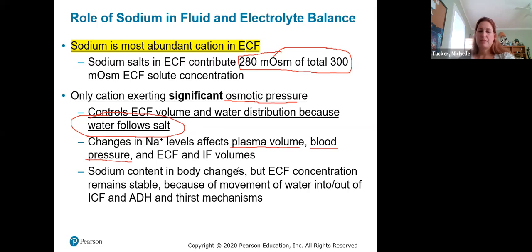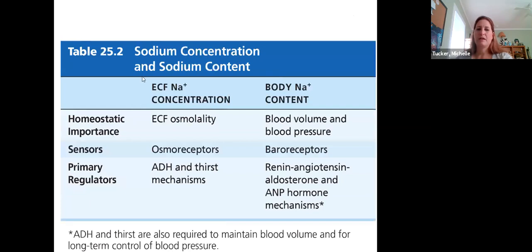Sodium content in the body changes, but extracellular fluid concentration remains stable because of movement of water in and out of the intracellular compartment, as well as ADH and thirst. So we change the water balance. This is what I was drawing on the whiteboard. When we are looking at sodium regulation, there are two pathways. They do work with each other. They're not going to work against each other, and they do have some components in common.